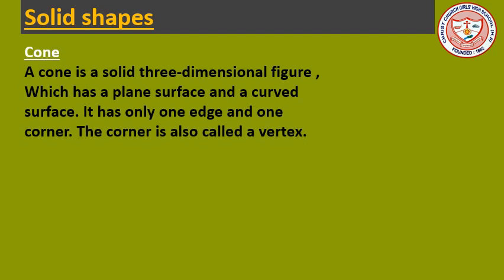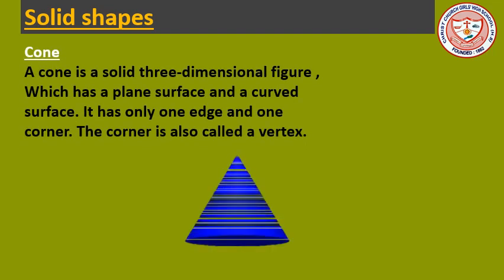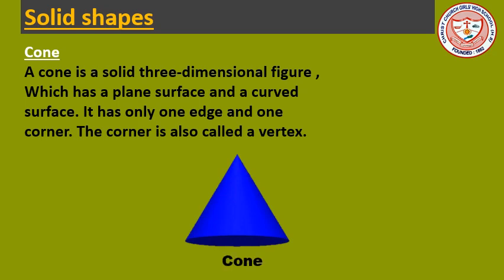Now, we are going to learn about two new solid shapes. Let's start with cone. So what is a cone? A cone is a solid three-dimensional figure which has a plane surface and a curved surface. It has only one edge and one corner. The corner is called a vertex.